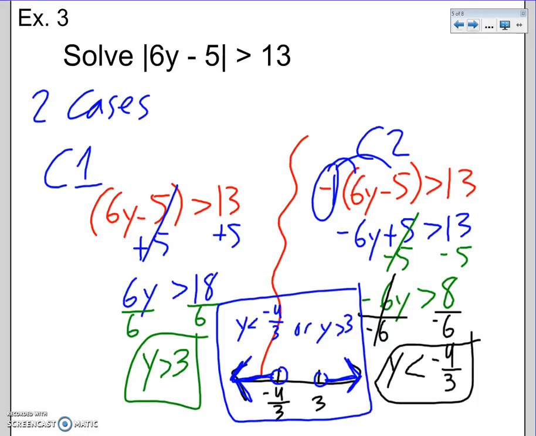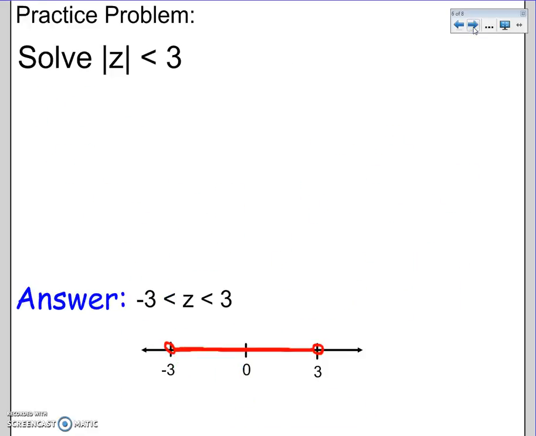Alright, I'll leave you with this practice problem. Solve it. There's the answer. Remember, it's absolute value less than. You should know what that means. If you get the answer correct, you should be good for the quiz.